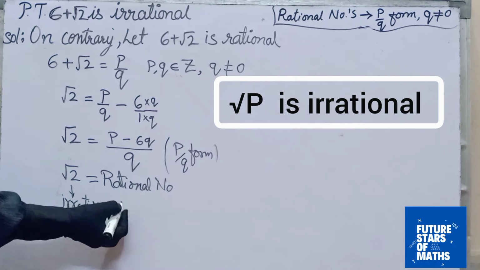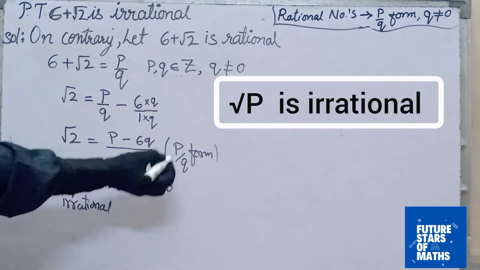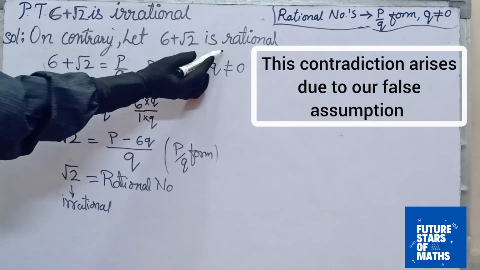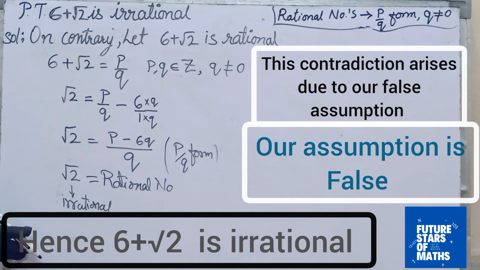Why are we getting this contradiction? Because of our false assumption that 6 plus root 2 is rational. So our assumption is false and we can conclude that 6 plus root 2 is irrational. Okay, students?